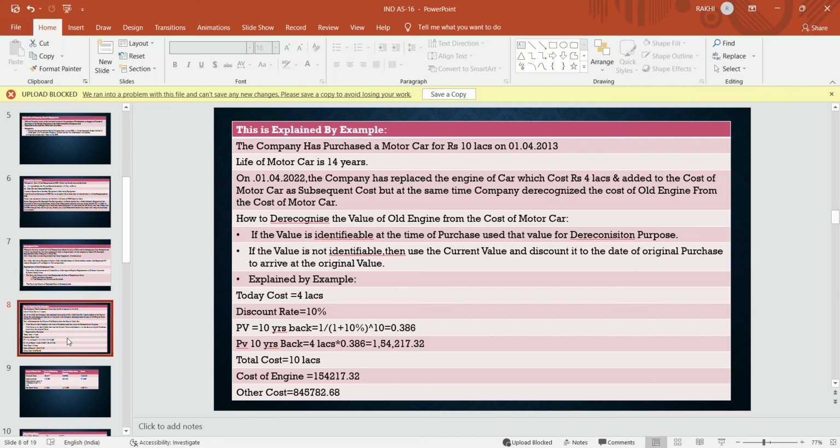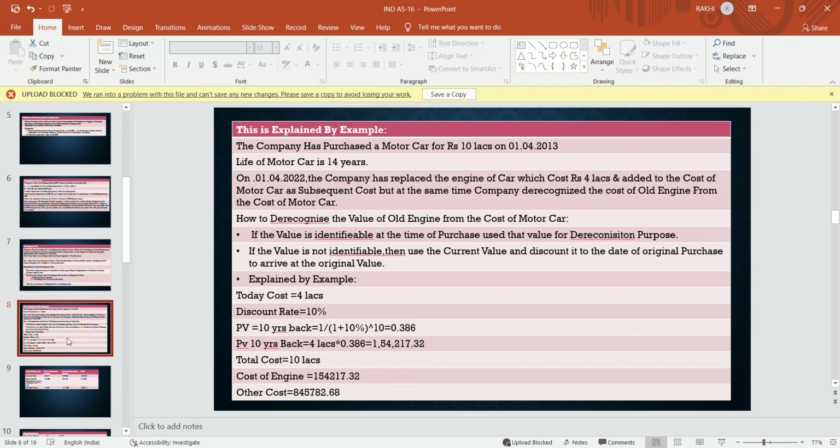So how to de-recognize the value of the old engine from the cost of the motor car? If the value is identifiable at the time of purchase, use that value for de-recognition purposes. If the company is able to identify the cost of the motor car and that of the engine separately, then they will use that value. But if the value is not identifiable separately, then the company uses the discount factor, means the company uses the current value, today's rate.